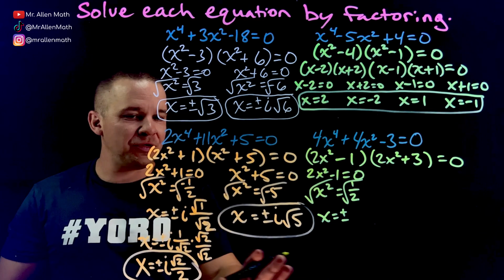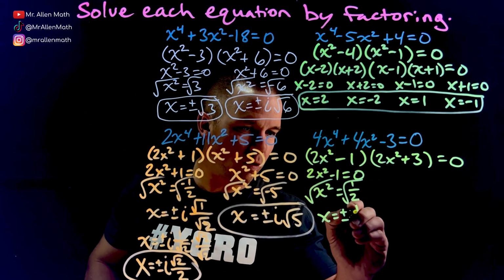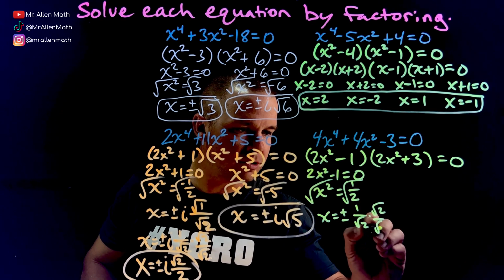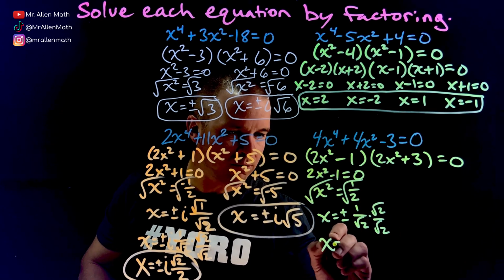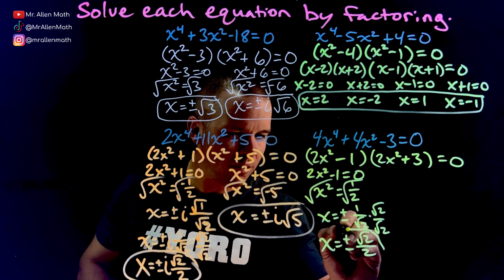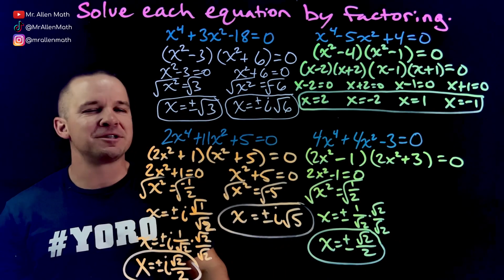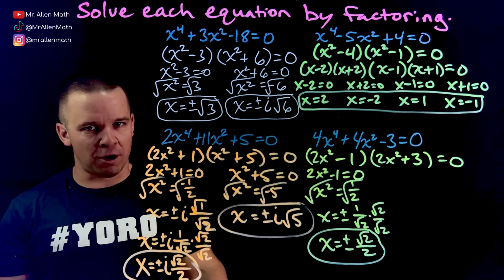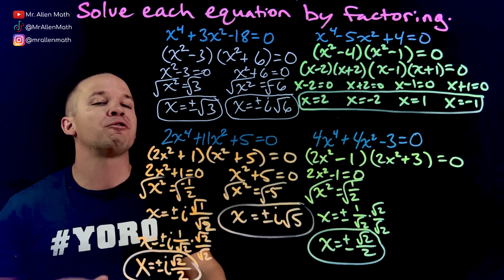Now, if we think back over here, remember we had 1 over root 2, and I rationalized by doing root 2 over root 2, and we get x equals plus or minus root 2 over 2. That one, the root 2 over 2, is a common one that comes up in trigonometry. Okay, so you'll be seeing 1 over root 2 and rationalizing that quite frequently in mathematics.